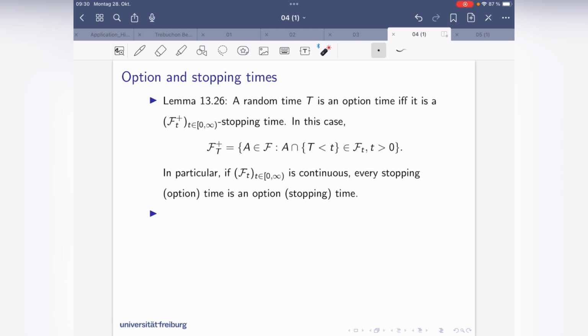Why are these nice properties? For example, because of this property here. A random time is an optional time for Ft if it's a stopping time for Ft plus. And in this case, F big T plus is the sigma algebra generated by all times which are bigger than big T. So an Ft optional time is an Ft plus stopping time, which means if you have a complete or continuous filtration, Ft equals Ft plus, and that means that every stopping time is an optional time, and so on.